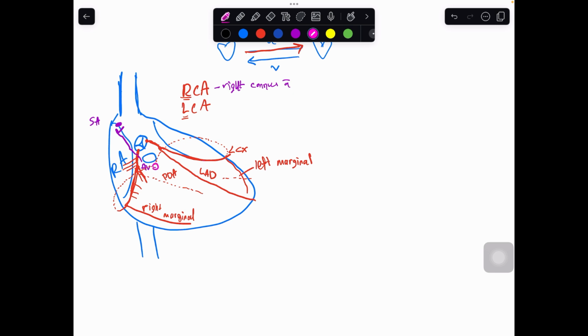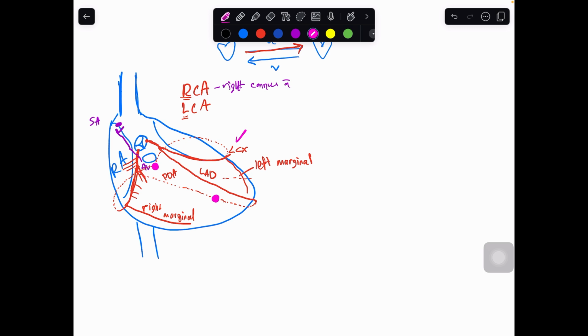So here we have an anastomosis, this pink circle. Actually, we have two anastomoses here. The first anastomosis is between the left circumflex and my right coronary artery from behind, and the other anastomosis is between the two interventricular arteries, the posterior descending and my left anterior descending. We have anastomosis from behind as well. This is the pink circle, which shows the anastomosis.